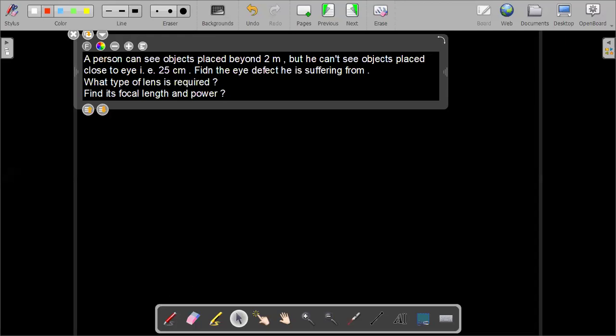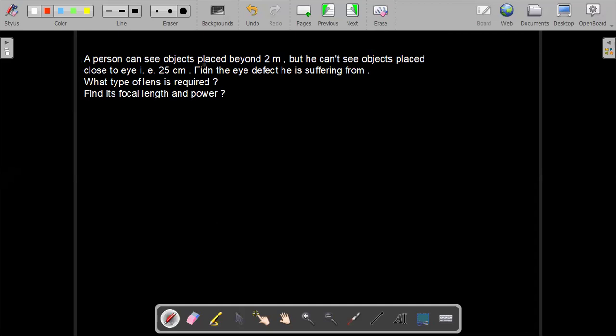So see, for this one, a person can see objects placed beyond 2 meters. So obviously he is suffering from far-sightedness. He can see the objects beyond 2 meters, so he can see distant objects, but he cannot see objects placed close to the eye, that is 25 centimeters. Find the eye defect he is suffering from. So the eye defect is hypermetropia.